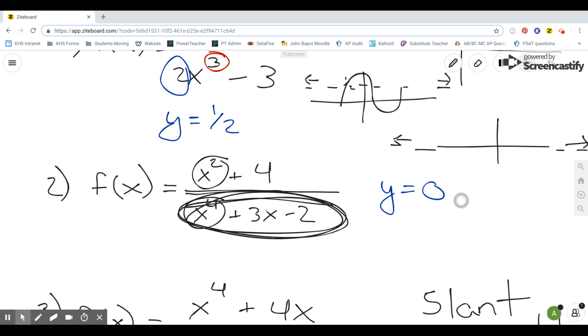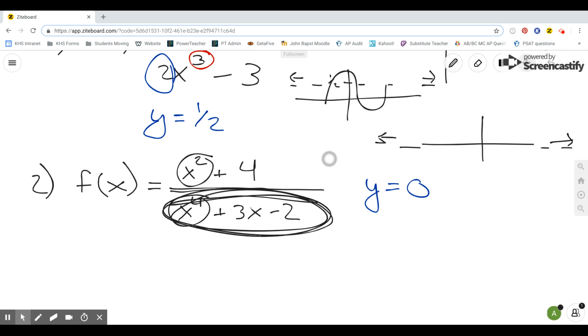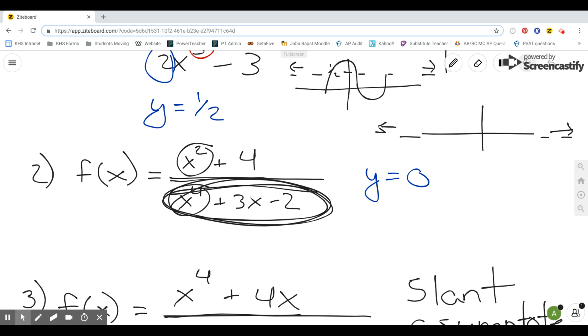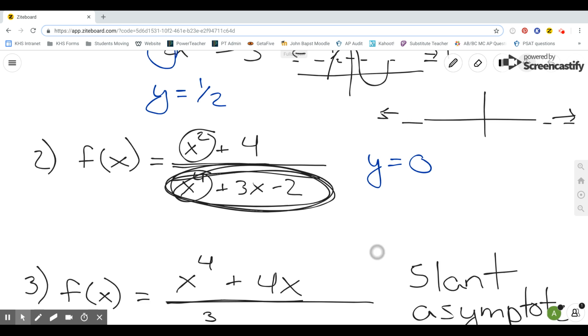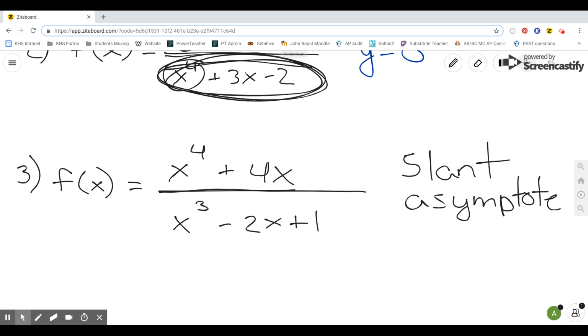So these are your three cases. Exponents are the same: take your leading coefficients. That's how you get the horizontal asymptote. Exponent is larger in the denominator for the leading terms: then your horizontal asymptote is y equals 0. If your exponent is larger in the numerator, then we are just stating it's a slant asymptote right now, and we will look at how to figure that out in the next video.